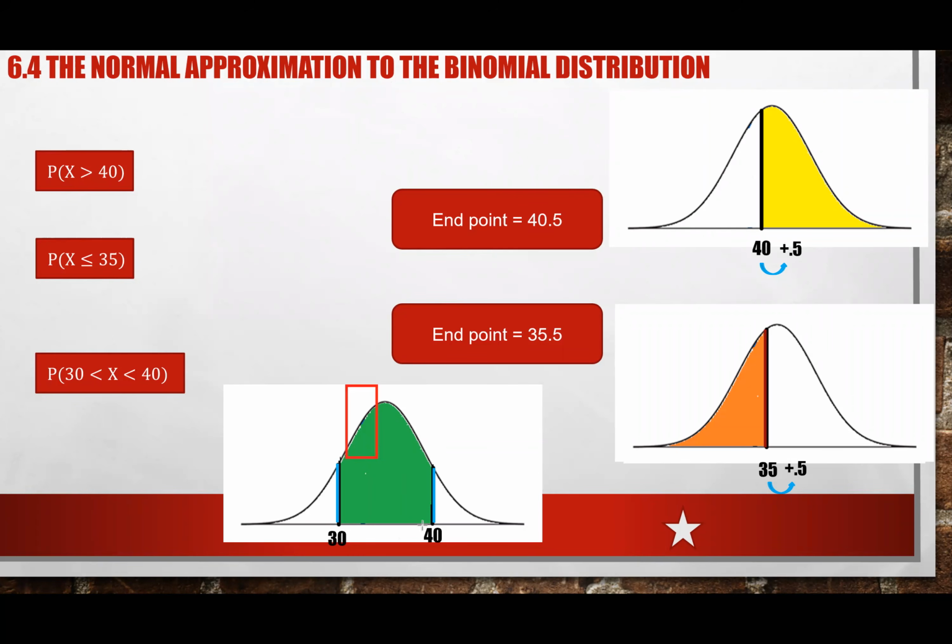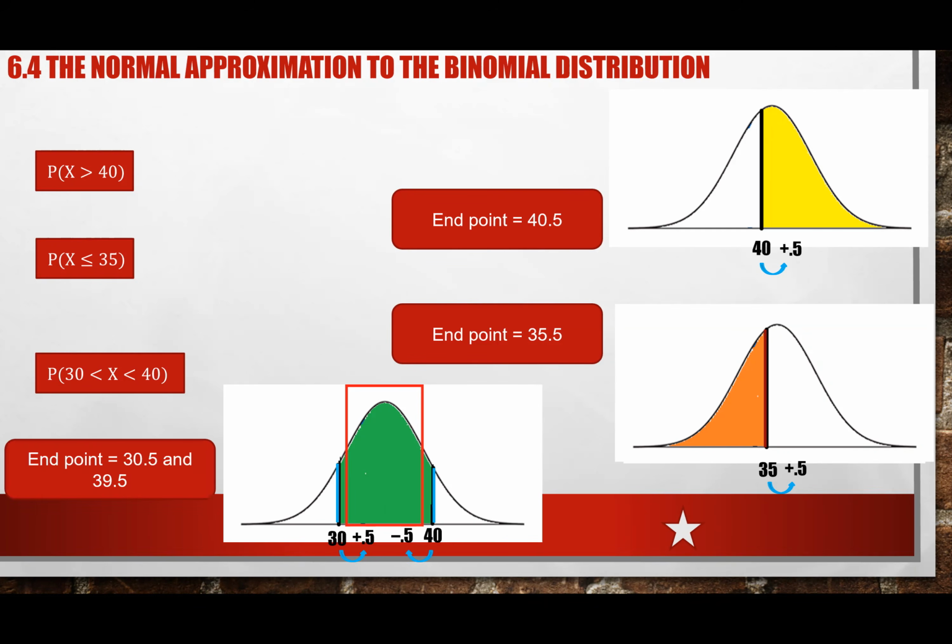And if we don't include it, everybody see that we want to make this region smaller. If I want to make this region smaller, at the 30, I need to move it to the right. And if I move to the right, I add 0.5. And at 40, I need to move it to the left. To move to the left, I need to subtract 0.5. Okay, so that's why my new endpoints are 30.5 and 39.5.